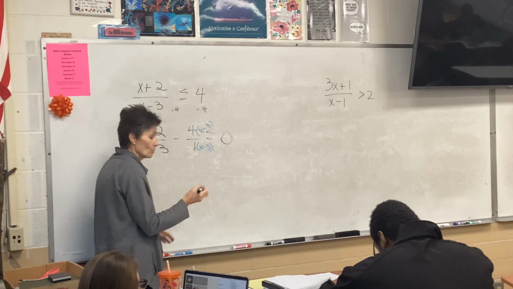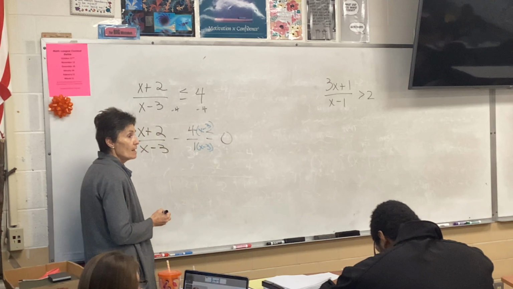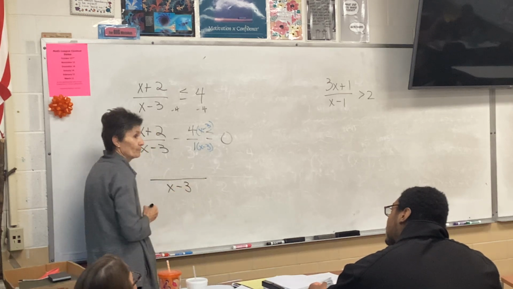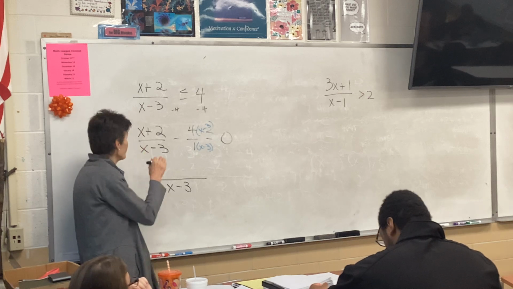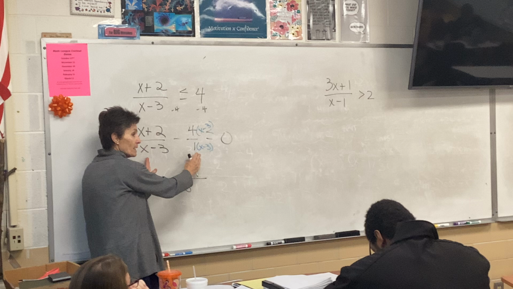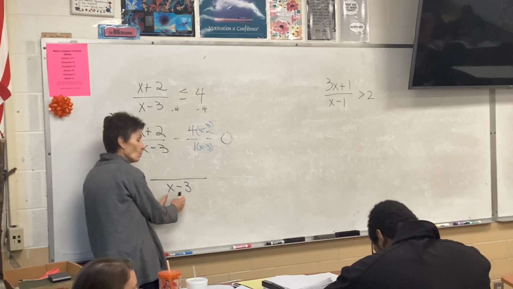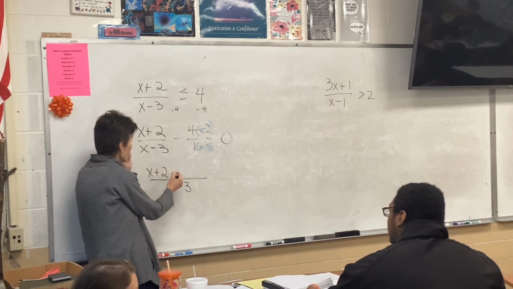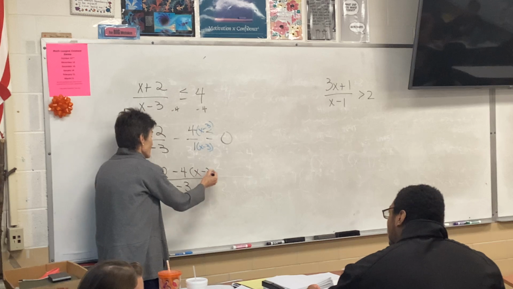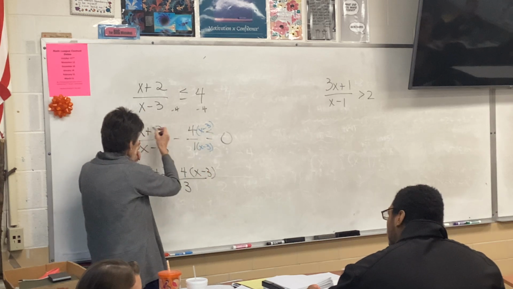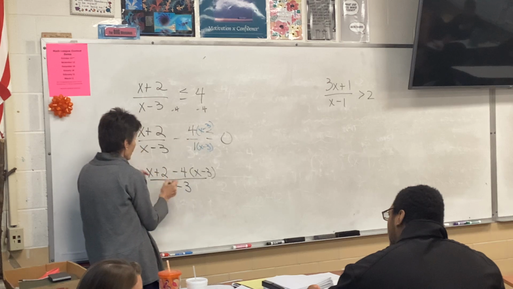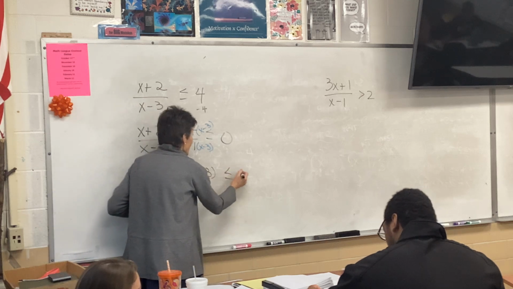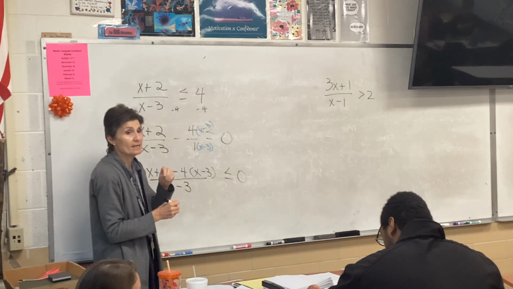Now it's an inequality. The rules are a little different in an inequality. As soon as I get my common denominator, I'm going to write one fraction. I'm going to put these two together. They have the same denominator, so I'm going to write one giant fraction with that denominator. The numerator will be x plus 2 minus 4 times x minus 3. So I wrote down all that as one numerator over my common denominator. This is how we have to do it since it's an inequality.